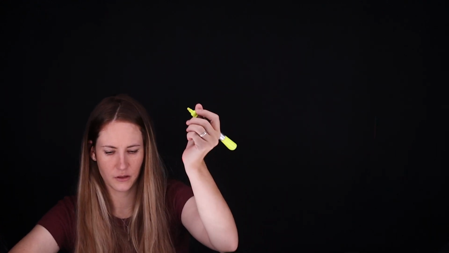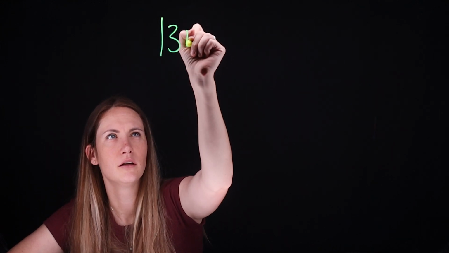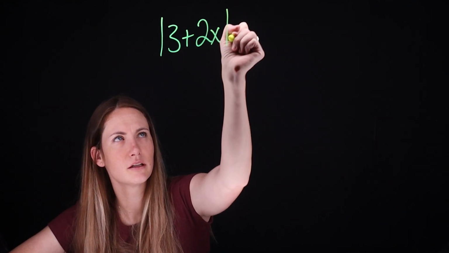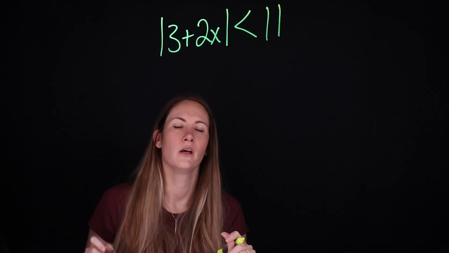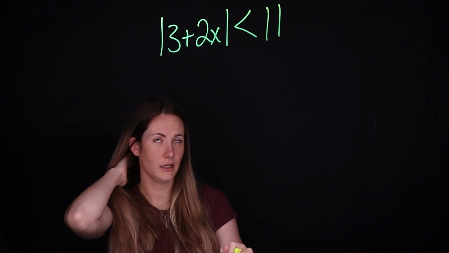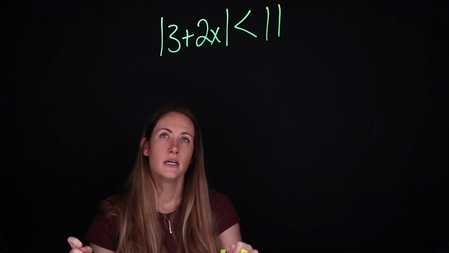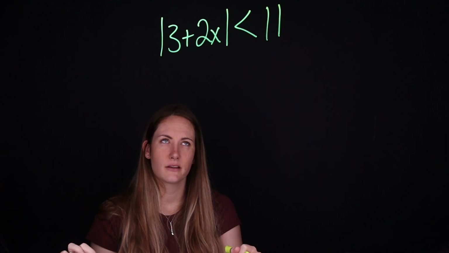All right, I need to show y'all another problem that's not on here as well. So let's see. Let's do the absolute value of 3 plus 2x is less than 11, because we haven't had a less than one, so I want to be sure y'all get one of these. So the absolute value of 3 plus 2x is less than 11.